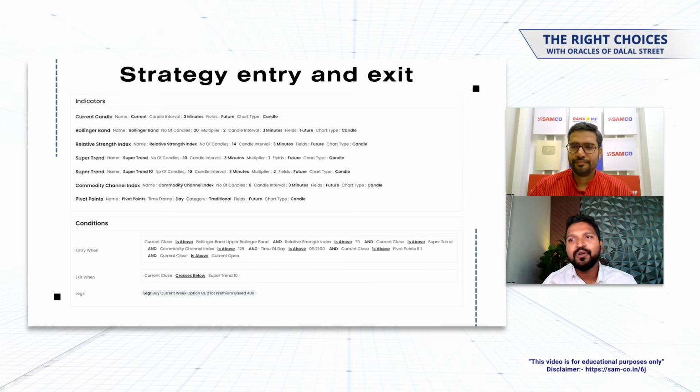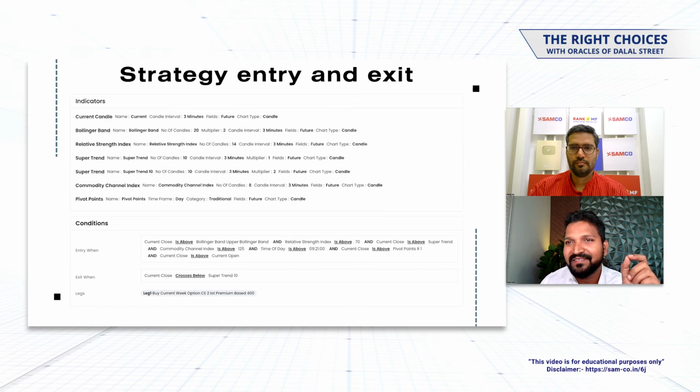See, I showed you the strategy. Now I'll ask you a simple question. You can see the conditions over here at the bottom. The current candle closes above the upper Bollinger Band. RSI is above 70. Current candle closes above the Super Trend. CCI is above 125. Time of the day is above 9:21. And current candle closes above the level of R1. And current candle closes above the level of current candle open. So if all these conditions are satisfied, I'm going to take a trade on every 3 minute candle.